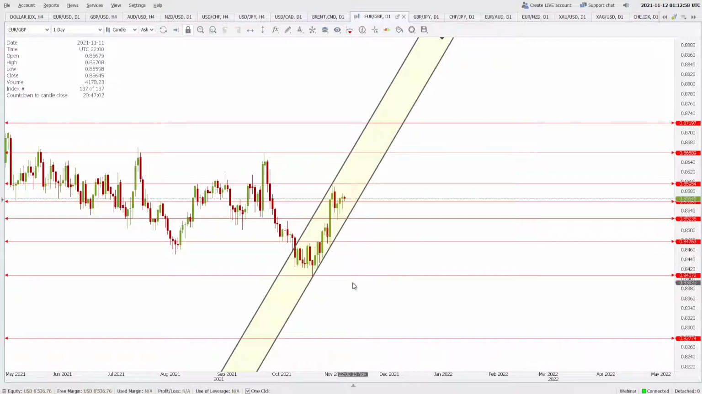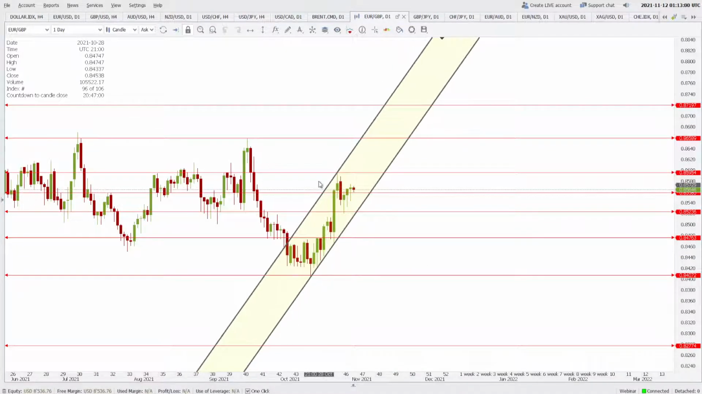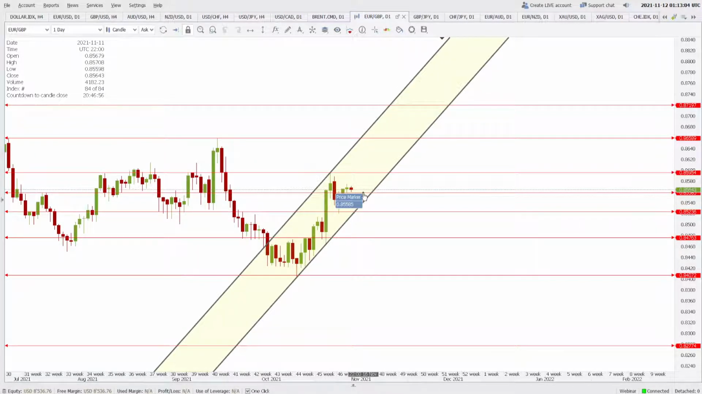EURGBP is in a rising channel now and is making higher highs and higher lows. Right now it is trading right on top of the support of 0.8558, which was held yesterday, and today I'm expecting it to hold again. But if it fails to hold, then 0.8523 will be exposed in this market.